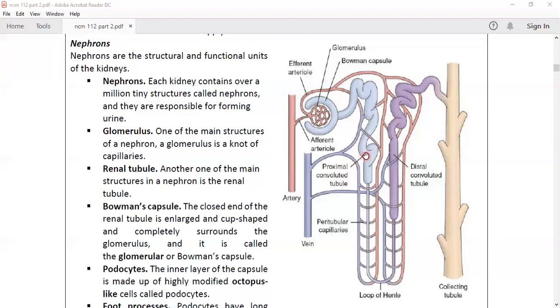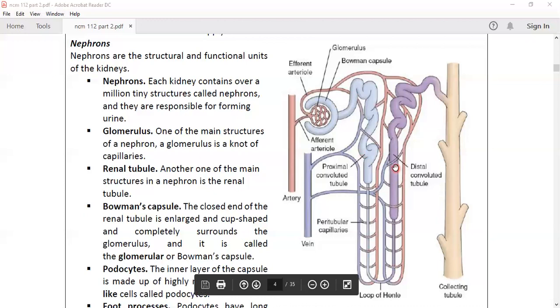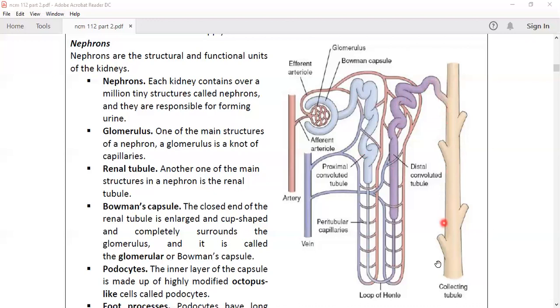Now it dips down to your medulla, and it now becomes your loop of Henle. Okay, so your loop of Henle has two parts. You have your thin descending limb, and then you also have your thick ascending limb. All right. So after that loop of Henle, it is a loop, right? So after the loop of Henle, it will now proceed to your distal convoluted tubules. Okay. Before it eventually drains into your collecting ducts.